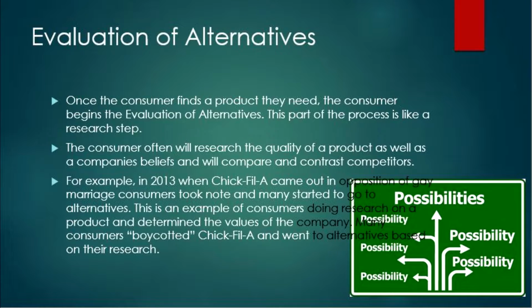Next in the process is the evaluation of alternatives. Once the consumer finds a product they need, the consumer begins the evaluation of alternatives. This part of the process is like a research paper. The consumer often will research the quality of a product as well as a company's beliefs and will compare and contrast competitors. For example, in 2013, when Chick-fil-A came out in opposition of gay marriage, consumers took note and many started to go to alternatives. This is an example of consumers doing research on a product and determining the values of the company. Many consumers boycotted Chick-fil-A and went to alternatives based on their research.